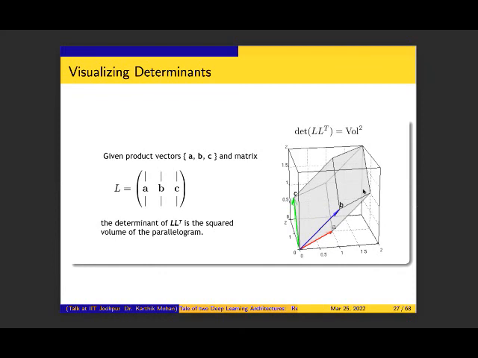So the higher the volume, the more diverse A, B, and C are. The lower the volume, the less diverse or more similar they are. Because we want to promote diversity, we want to maximize the determinant. So this is an interesting problem where it becomes an optimization problem where we maximize the determinant.